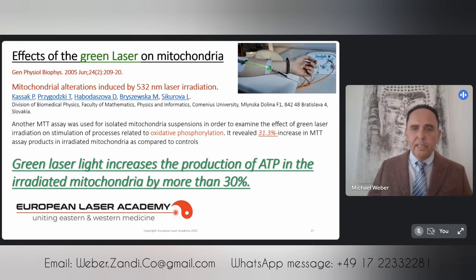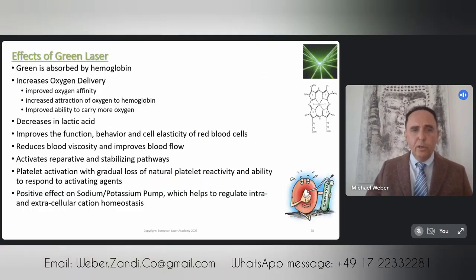So with green light laser, it's not only that I boost ATP production. This is even better with red light. There we can see in many studies an increase of 150 up to 400%. Here only an increase of 30%. But green light is very important to enhance the reduced form of coenzyme Q10, the ubiquinol. Green is absorbed by hemoglobin, therefore green light doesn't penetrate deep into the tissue either.